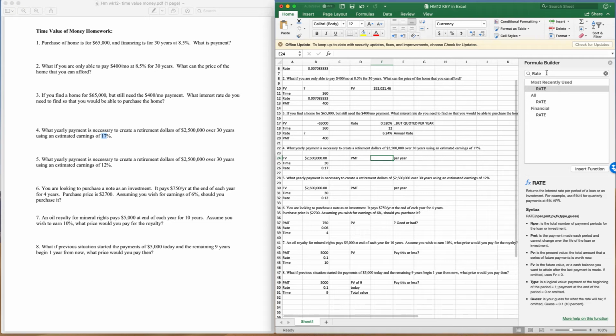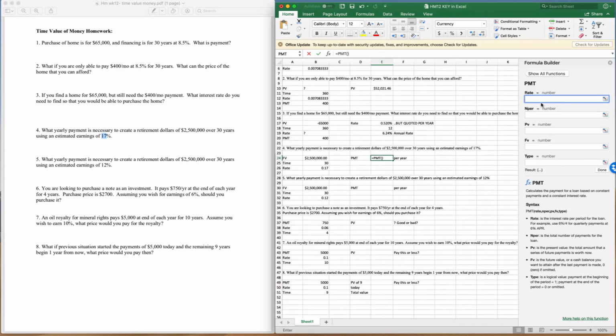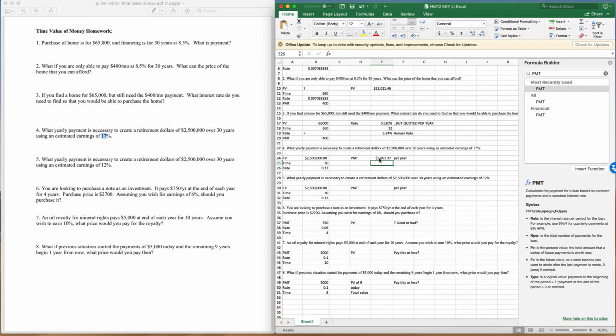So once again, I come up here to my formula bar and I'm looking at a payment now. It's going to show me it's got a solution. Here are the answers. Rate, 17, time, 30, future value, 2.5 million. Hit enter, and it looks like I would need about $3,800. Now see the negative in front of us? That's because we're looking at different values there. Just simply put that negative in front of my payment answer and it'll turn it to be a positive. So I've got to pay about $3,800 per year into a retirement account to develop that earnings.